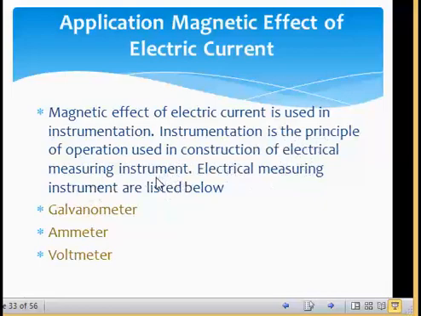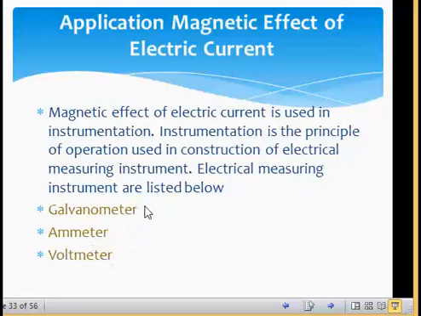Okay, so the instrument that is used in electrical measurement, and the principle behind their construction, is known as instrumentation. Now basically, the electrical measuring instruments that we have in the laboratory, there are just three major ones. We have the galvanometer, the ammeter, and the voltmeter.